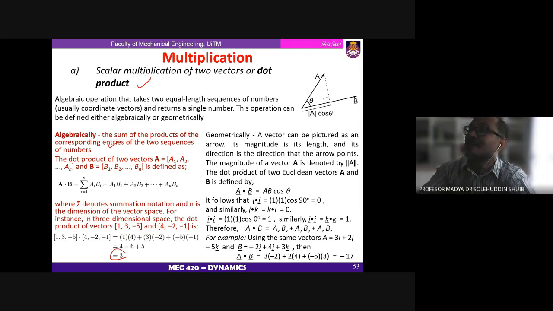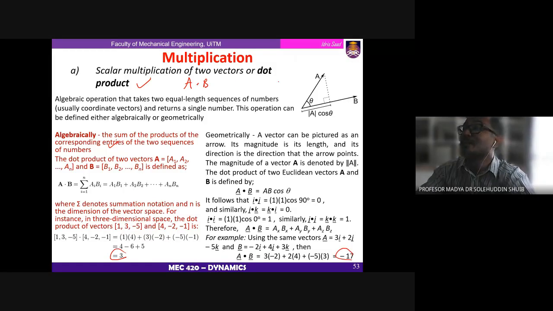It's a value. Same thing here, you have two vectors A and B, and then you do the dot product A dot B. Same thing: 3 times minus 2, plus 2 times 4, and then minus 5 times 3. So you get minus 17.